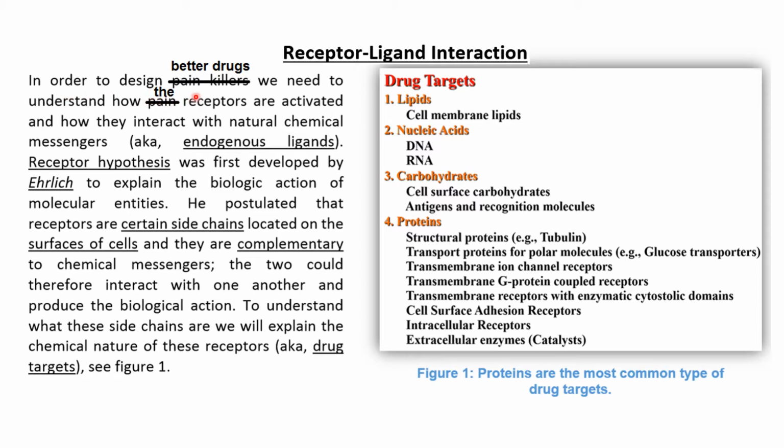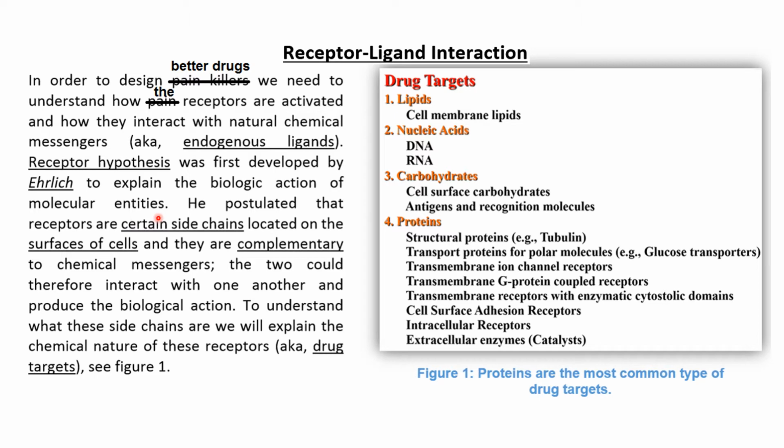In order to design painkillers, we need to understand how the pain receptors are activated and how they interact with natural chemical messengers, also known as endogenous ligands. The idea of having a receptor that binds to the natural chemical messenger or to the drug was first developed by Ehrlich, who explained the biological action of molecular entities.